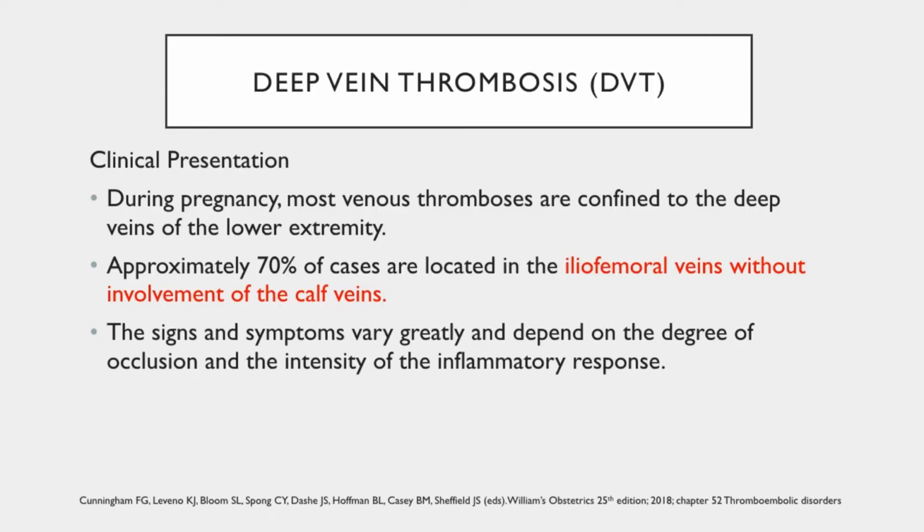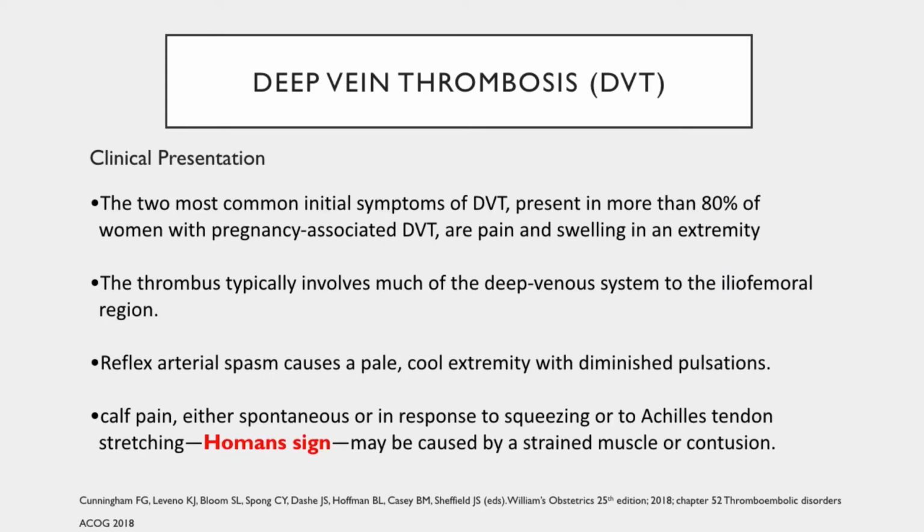During pregnancy, most venous thromboses are confined to the deep veins of the lower extremity. Approximately 70% of cases are located in the iliofemoral veins without involvement of the calf veins. The signs and symptoms vary greatly and depend on the degree of occlusion and the intensity of the inflammatory response. The two most common initial symptoms of DVT, present in more than 80% of women with pregnancy-associated DVT, are pain and swelling in an extremity.